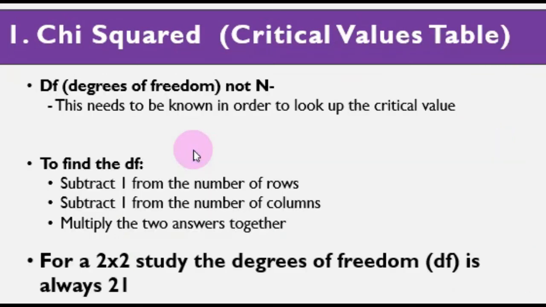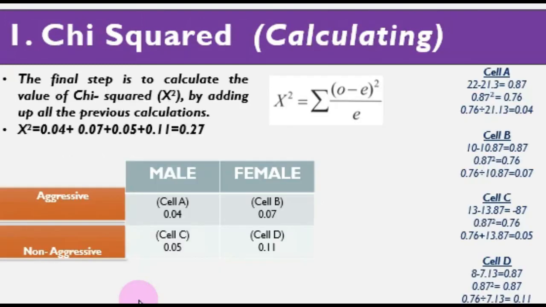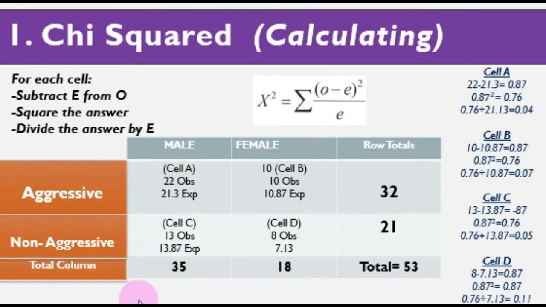So, degrees of freedom, this needs to be known in order to look up the critical value. So, to find the degrees of freedom, subtract 1 from the number of rows. Okay, subtract 1 from the number of columns, multiply the two answers together. So, for this, for a 2 times 2 study, the degree of freedom is always 1. Okay? That is only for degrees of freedom na nandito. Okay?